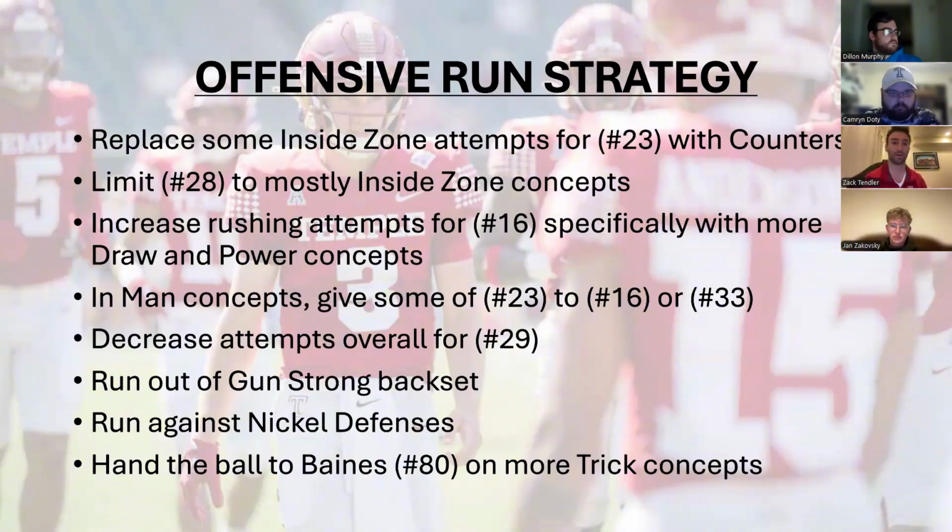Decrease attempts overall for number 29 to run out of shotgun and especially the gun strong back set, to run against nickel defenses, and to get the ball in the hands of wide receivers number 15 and number 80 on plays like jet sweeps and wide receiver reverses. And then really just to focus our offensive run strategy in general on inside zone, counter, and power.